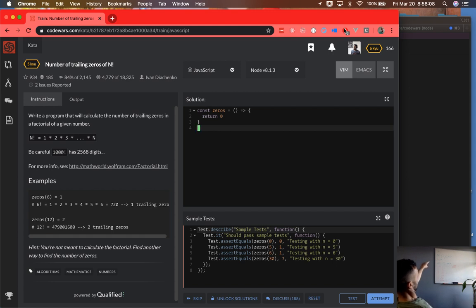Okay, here's my guess. Here is 0, here is 1, here is 2, and if 15 would have 3, then the number of zeros is going to equal n divided by 5, floored, right?